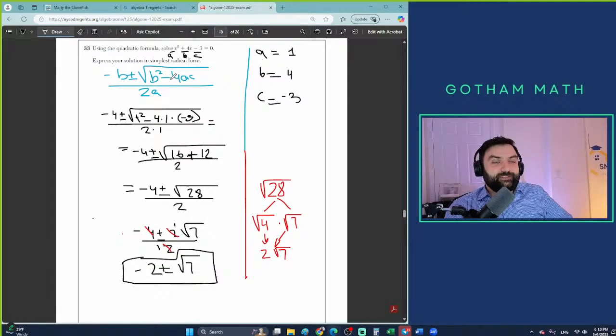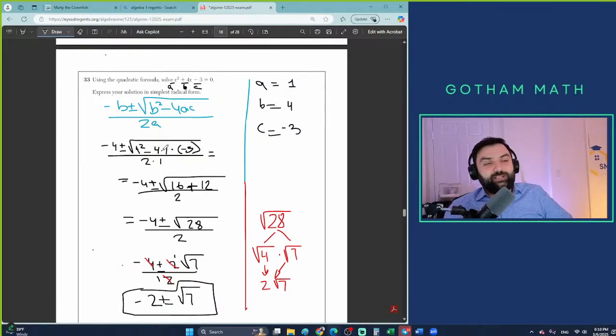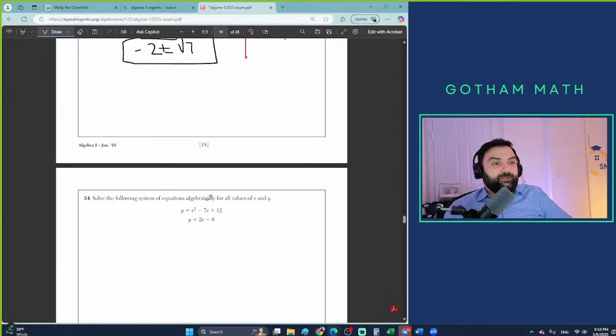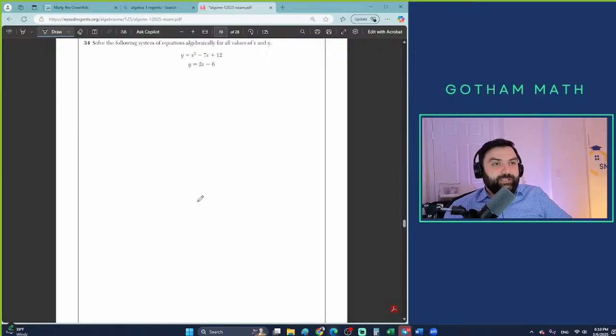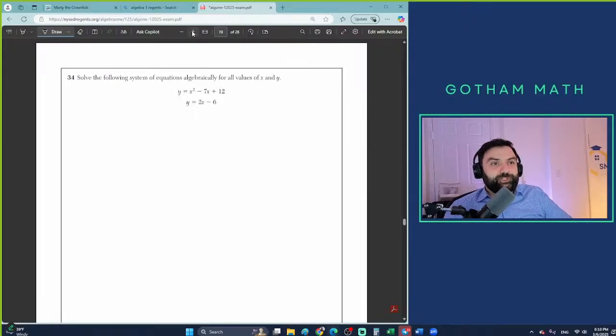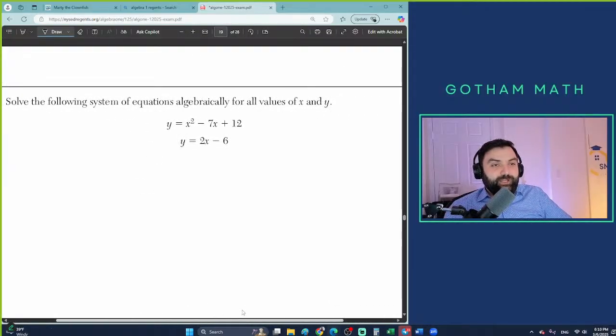This is the second question that has to do with quadratics in this test. So quadratics is a must-know thing that we're going to have to learn really well. All right. Question number 34. Guess what? It involves a quadratic. Surprise, surprise.